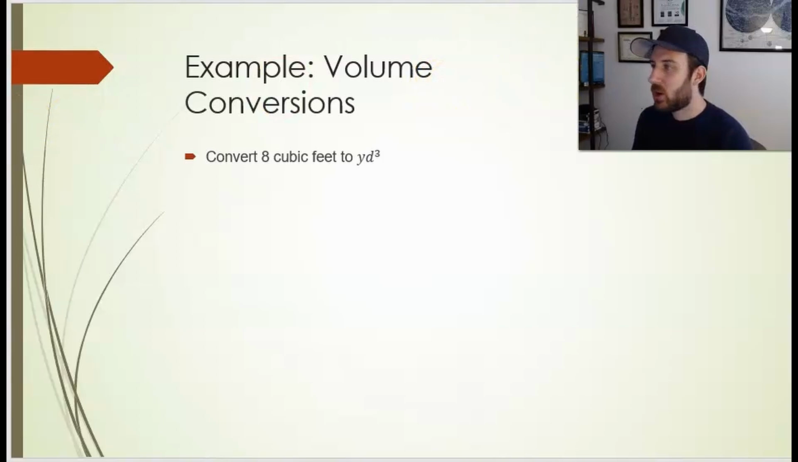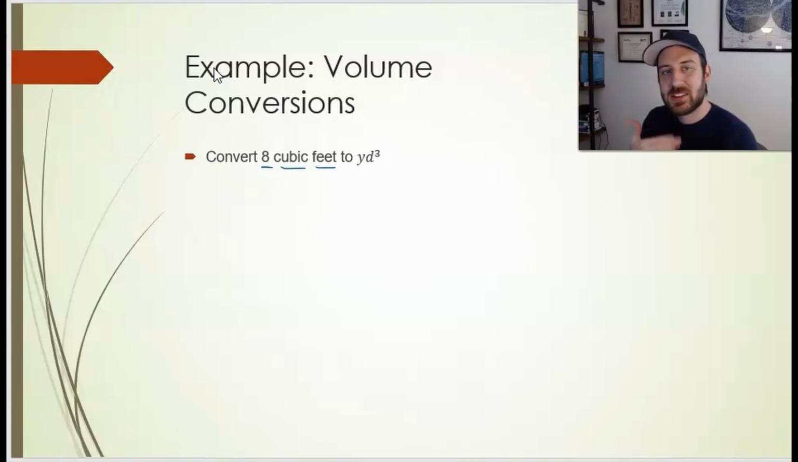So let's now do another example. We have 8 cubic feet that we would like to turn into cubic yards. Now, volume is the exact same idea as area, but it's just a little bit more tricky to draw. So I'm going to try it out here. We have 8 cubic feet.